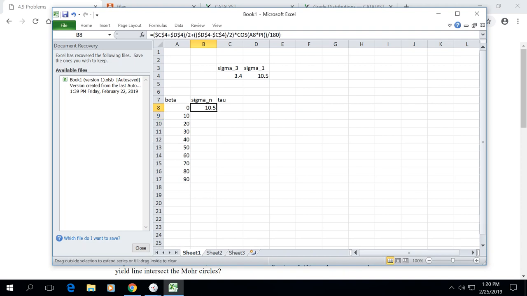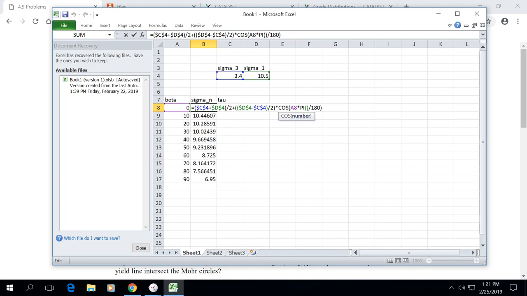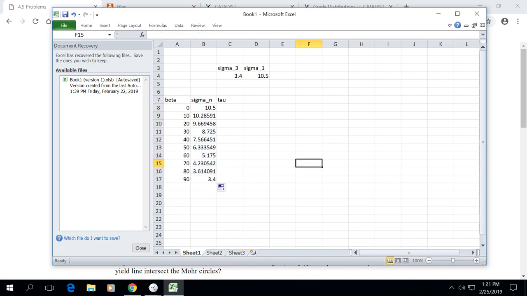So the first one is 10.5, the last one should be 3.4. So what went wrong over here? You guys see what went wrong over there? Did you multiply the angle by 2? Do I have to multiply the beta by 2? Oh, that's what I forgot. Yeah. Okay, thank you very much. That's what you get.